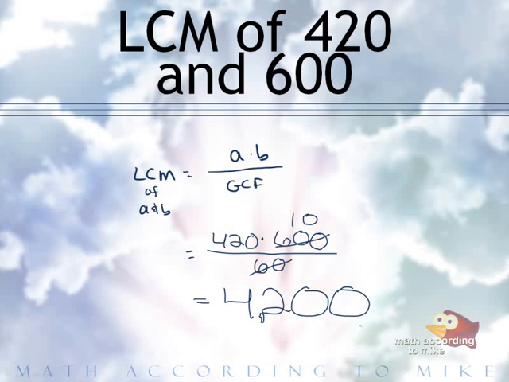That's a comma, kids. So those are your 2.5 methods of finding the LCM: the prime factorization, the dividing out by the primes, and using this formula, LCM equals the product over the GCF. Enjoy.